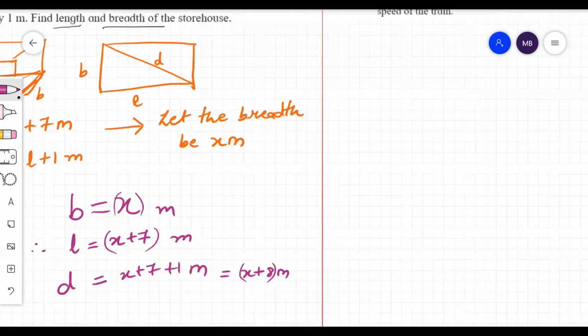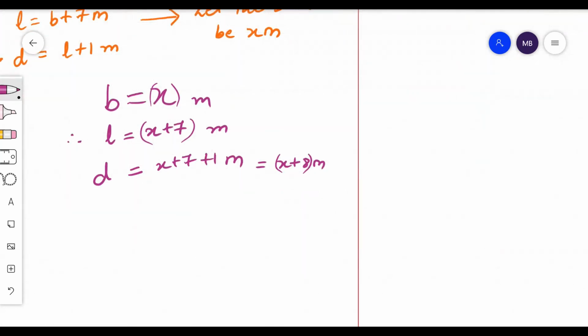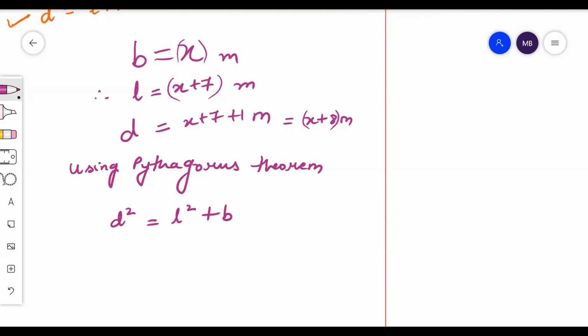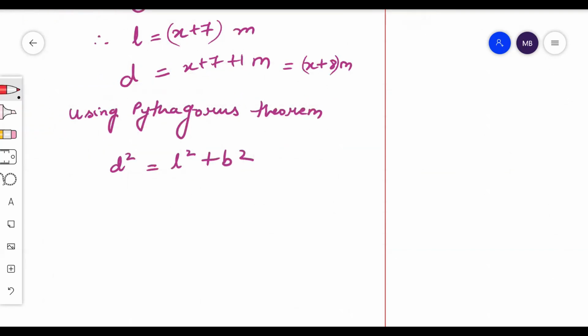Now, if you observe, this length and breadth are obviously in the form of a right triangle, and we know that by Pythagoras theorem, can we say that D square is equal to B square plus L square? Yes, we can say. So using Pythagoras theorem, D square will be equal to L square plus B square. Okay, now let us just substitute the values over here. So what is D? D is (x plus 8) whole square, equal to length (x plus 7) whole square plus x square.